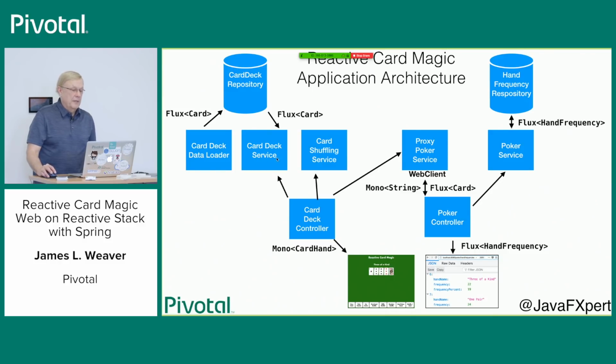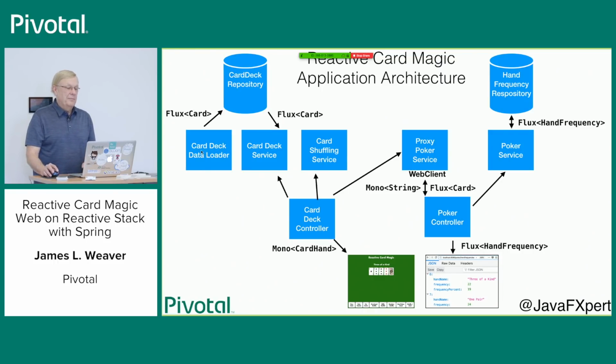Here we have a card shuffling service. And then finally we have this repository that holds a deck of cards. We've loaded it with this card deck data loader. We've loaded it with 52 cards into the database.